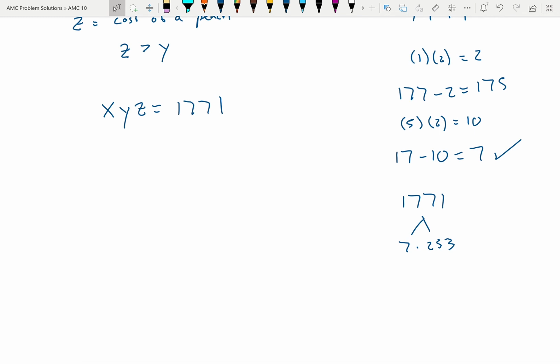Now we do some divisibility rules for 253, and when we get to 11, the way you know something's divisible by 11 is if you take the alternating sum. So 2 minus 5 plus 3, that's equal to 0. If that number is divisible by 11, then the whole number is divisible by 11. So 0 is divisible by 11, and this is 11 times 23. So the prime factorization of 1771 is 7 times 11 times 23.